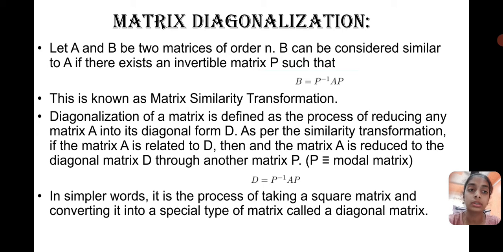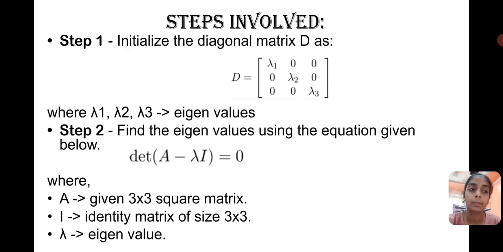Diagonalization of a matrix is defined as the process of reducing any matrix A into diagonal form D as per similarity transformation. If the matrix A is related to D, then the matrix A is reduced to diagonal matrix D through another matrix P, which is the model matrix. D is equal to P inverse AP. In simpler words, it is a process of taking a square matrix and converting it into a special type of matrix called the diagonal matrix.